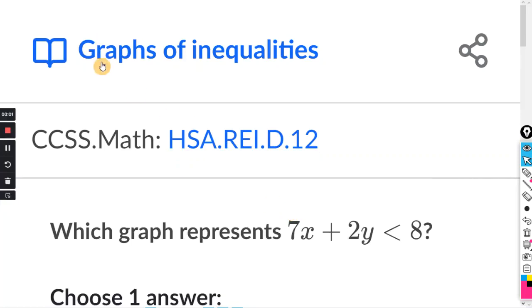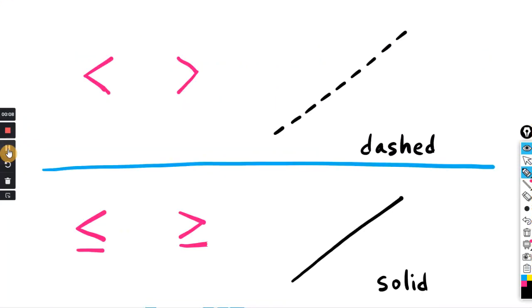This will be for the exercise, graphs of inequalities. So just some notes before we begin.